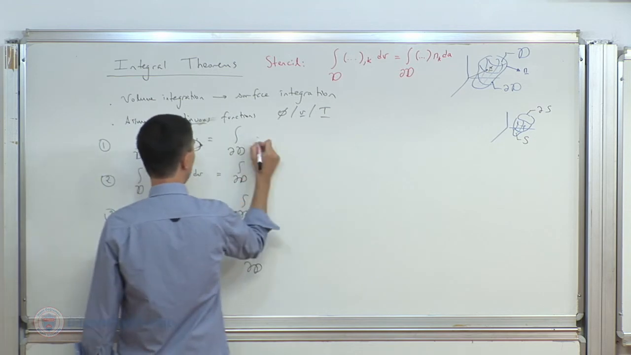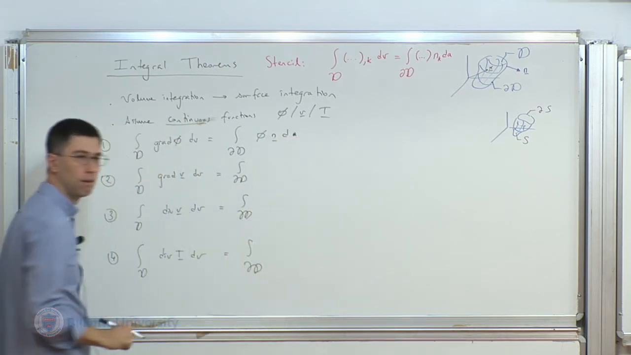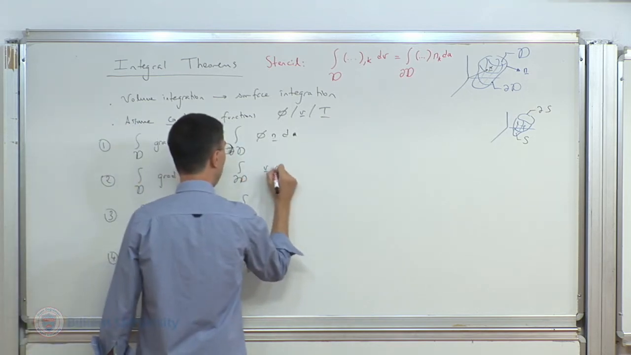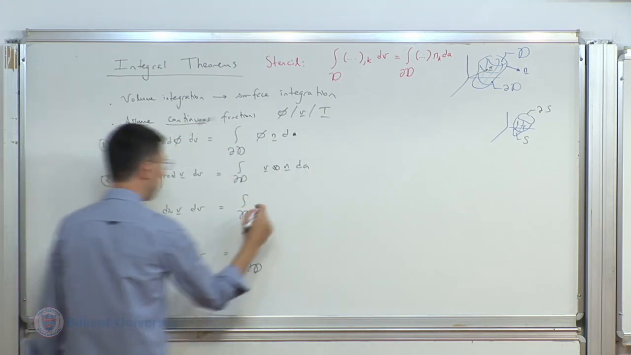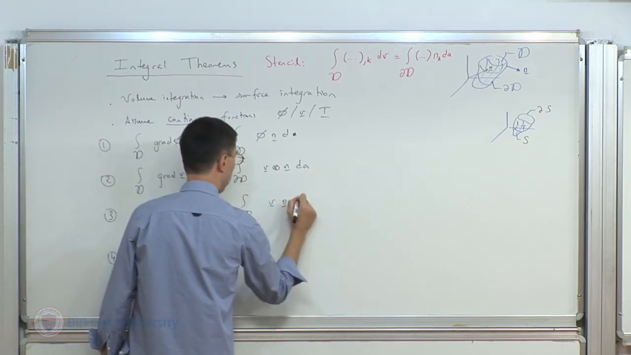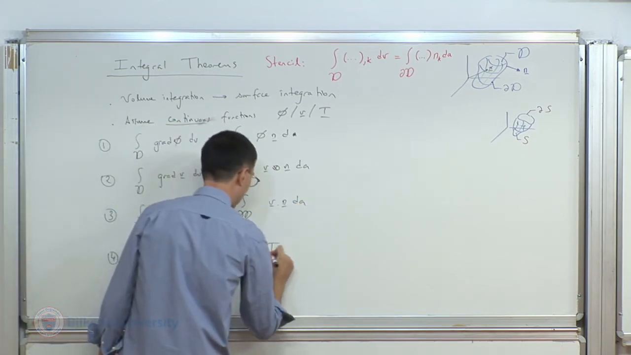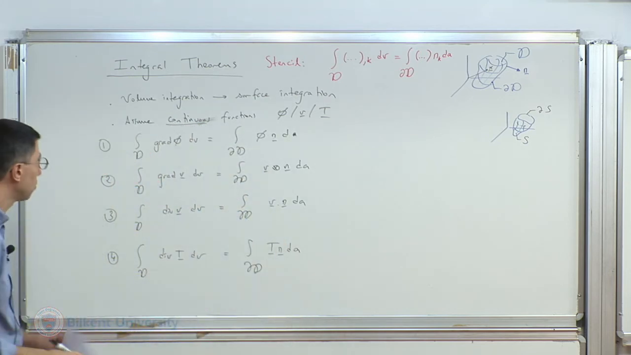Okay, so in this case, the transition is phi n. That one, that's a tensor. So it would be v, in this case it turns out, it's v dot n. That would be a scalar. I have to, on the right-hand side, also have a scalar. That's a vector. I have to have a vector. Okay? Those are the transitions.